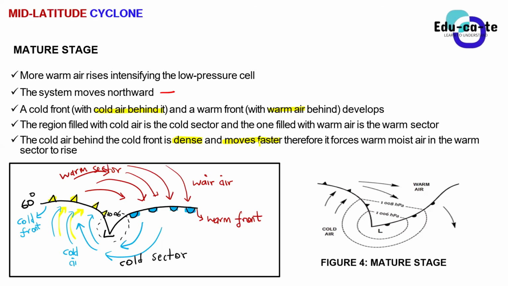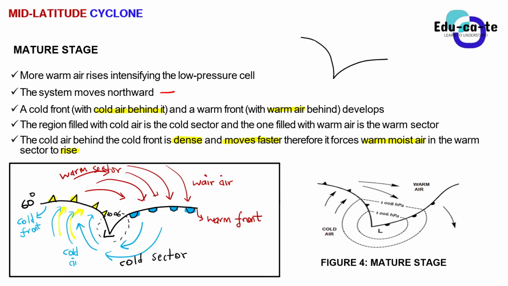It moves faster. Yes. Therefore, this cold air that is moving faster will actually force the warm moist air in the warm sector to rise. Let's explain this using some sort of illustration. I wish I was a graphic designer. I would be able to design graphics to explain this in a cooler way.